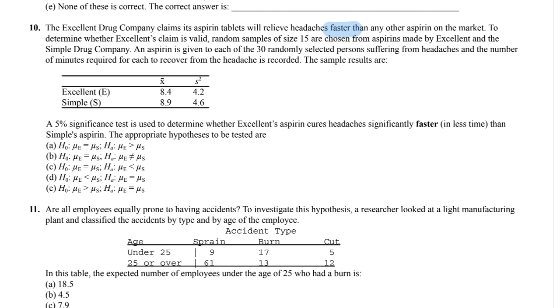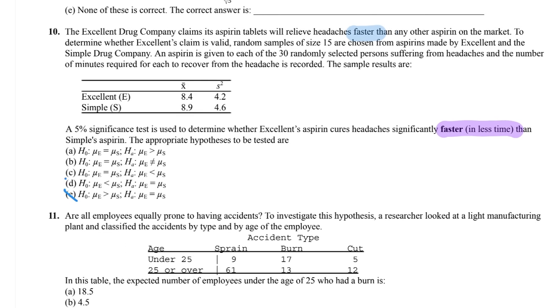And it says we're using a significance test to determine whether Excellent aspirin cures headaches significantly faster, in less time, than Simple's aspirin. So for our null hypothesis, looking through my answer choices, there's 2 options I could definitely eliminate, E and D, because we know that our null should always be an equal sign. So then we have to decide between these 3. It says Excellent cures headaches significantly faster, so in less time. So that means it should be Excellent is less than Simple. So that's going to be option C.